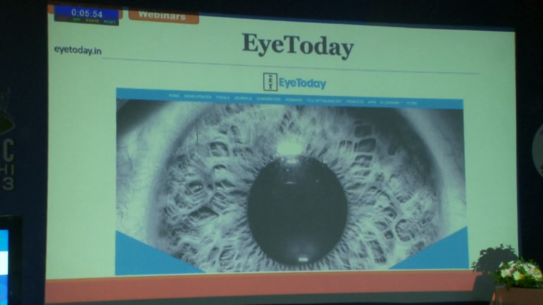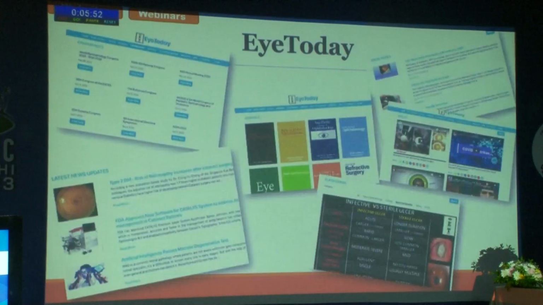So for the website, iToday is one of the famous websites which includes the latest news updates of ophthalmology and the upcoming conferences, and the last deadline for them. For the PGs especially, they have these focal notes and flashcards. So you can easily understand, for example, how to differentiate between an infective and a sterile ulcer. These are for last minute revision. It is very useful for us.